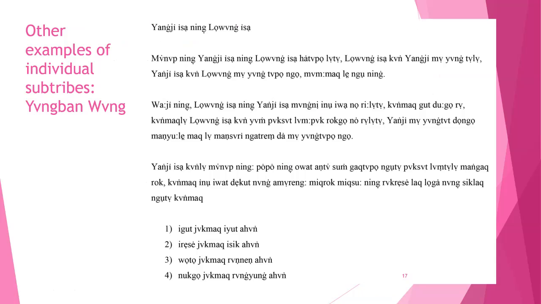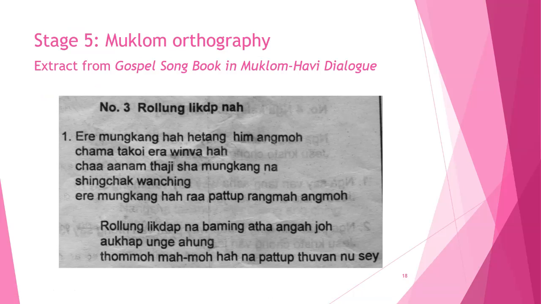I'm just going to very quickly go over these. These are other examples from individual subtribes. So this is Yang Ban Vang, where tones are marked by dots above or below the letters.